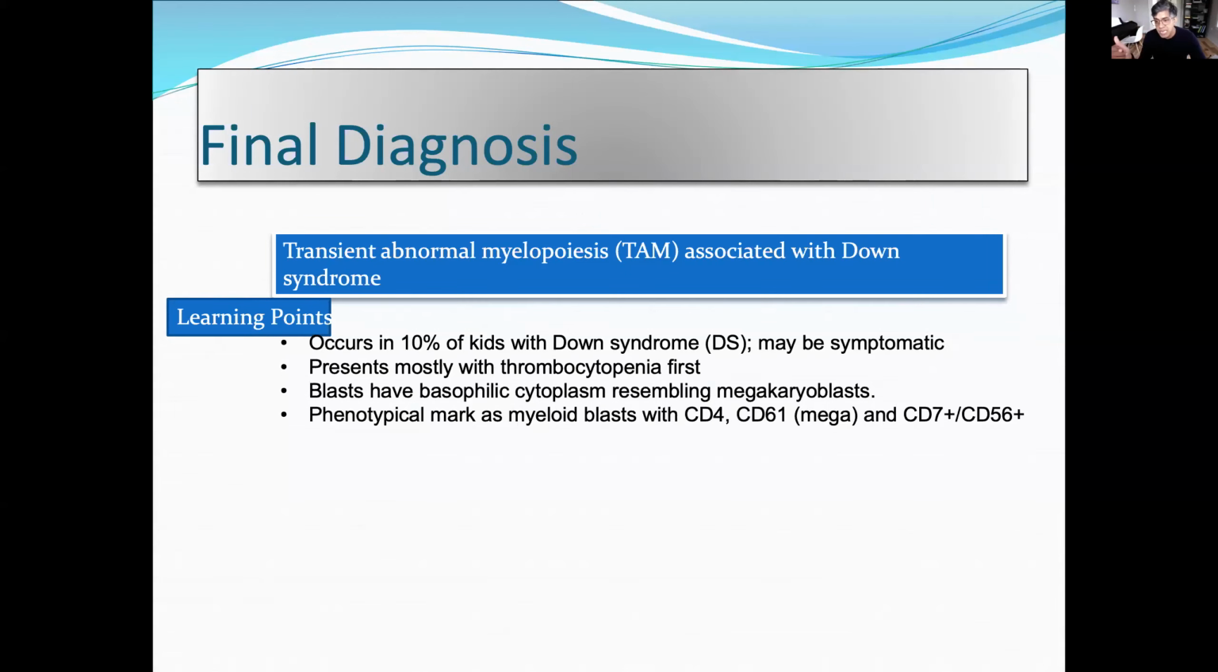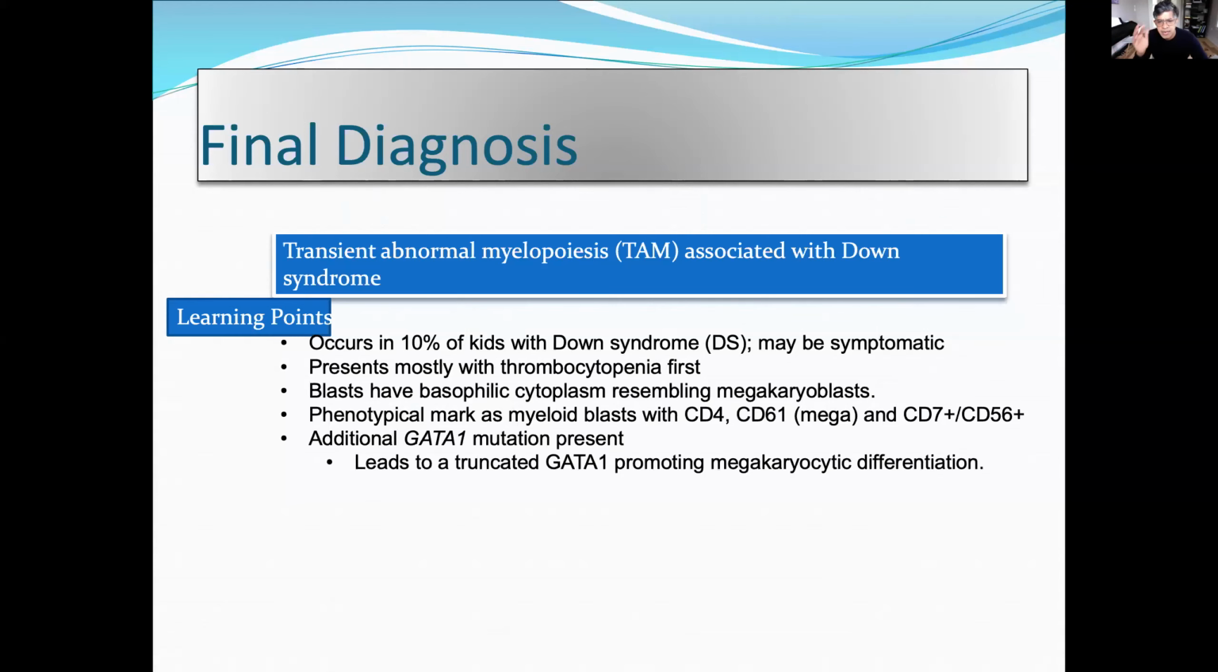But obviously, with that, you cannot make a call of TAM. You have to have this CD4 and CD61 at the time that you're making a TAM diagnosis in a patient with Down syndrome. So that's the important thing to remember. And of course, they have additional GATA1 mutations. The truncated GATA1 will drive all of this. That's what happens in these patients, and it promotes megakaryocytic differentiation. That's why you get these megakaryoblastic leukemias in Down syndrome.